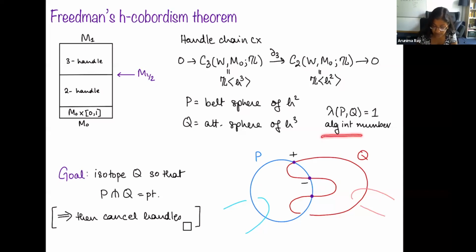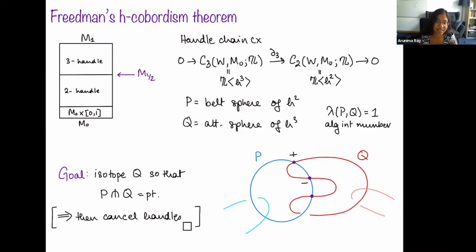All I know right now is this algebraic information. So my goal is to isotope Q, that's isotoping the attaching region of the 3 handle, until the intersection between P and the new Q is a single point. In that case, I would be able to cancel the handles. There'd be no more handles left in my H cobordism. It would be a trivial H cobordism, which is all I've ever wanted.